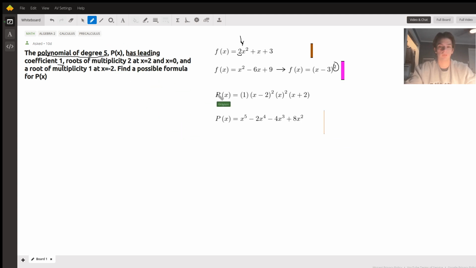And let's just check to make sure we have everything we need. Polynomial of degree 5, got that, check. Leading coefficient 1, got that, check. And then right here we can see where our multiplicities come in, and this is basically a 1 right here. So all these criteria are met, and we found a possible formula for this p of x. All right, I hope this helped. Thank you very much.